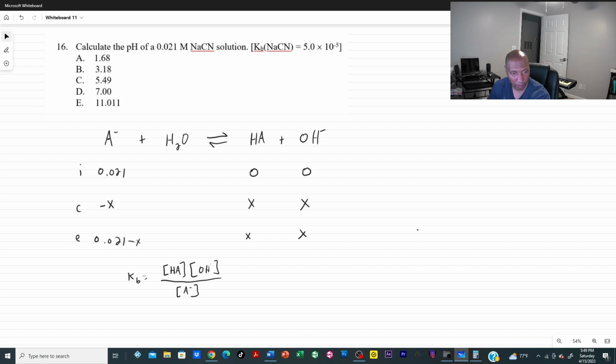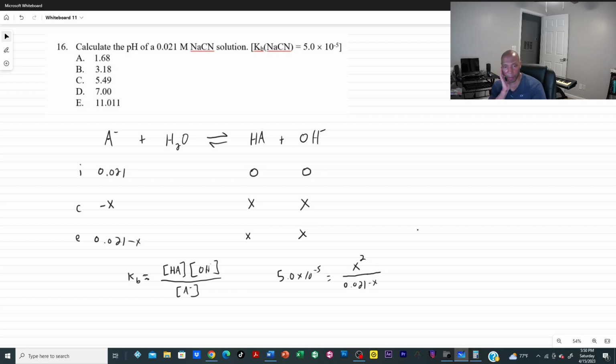Okay. So I'm going to go ahead and say that my Kb is equal to my HA, which is my conjugate acid concentration, times my OH minus concentration divided by my base concentration, weak base as it is. Okay, I know what the Kb is. The Kb is 5.0 times 10 to the negative 5. That's equal to, well, my conjugate acid concentration, of course, is X, and my hydroxide concentration is X. So again, I'm going to put X squared up here, and my equilibrium base concentration is going to be 0.021 minus X.